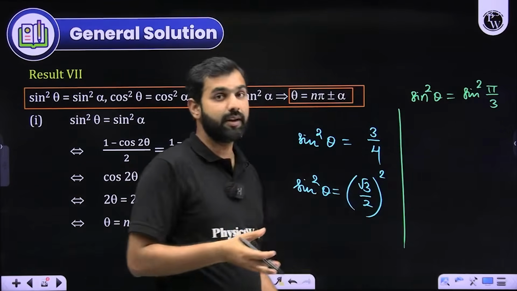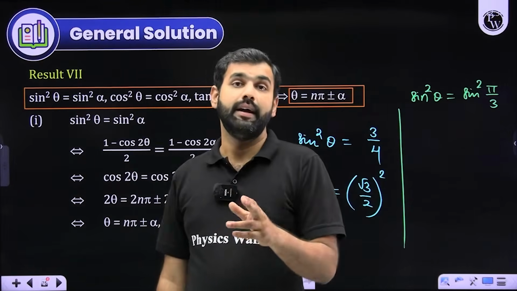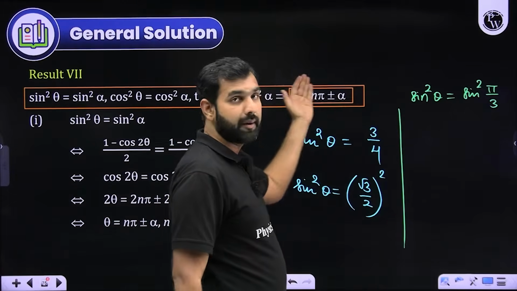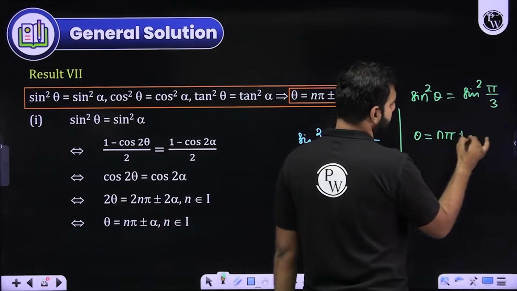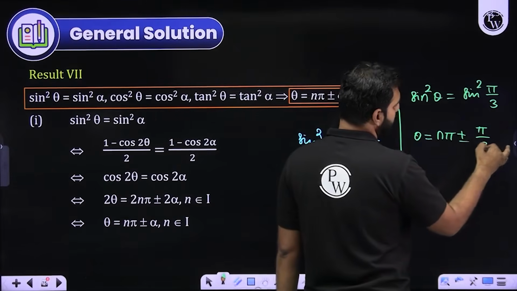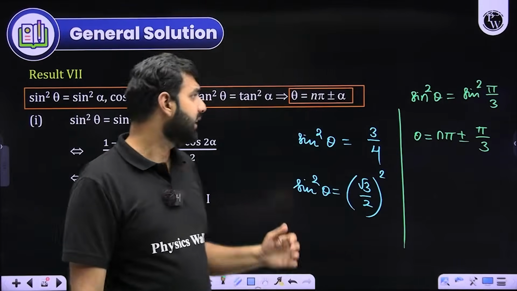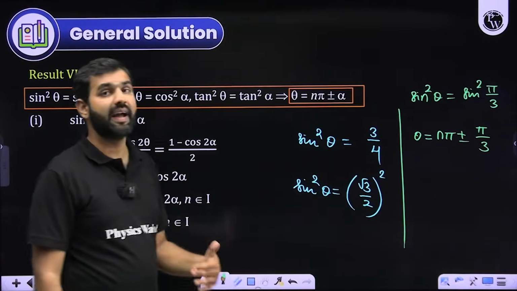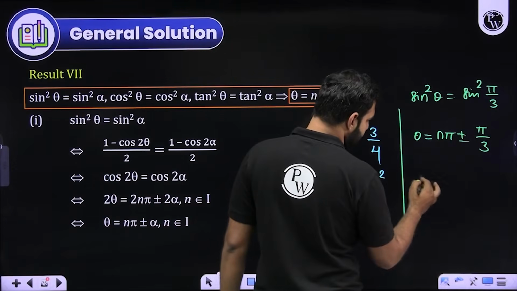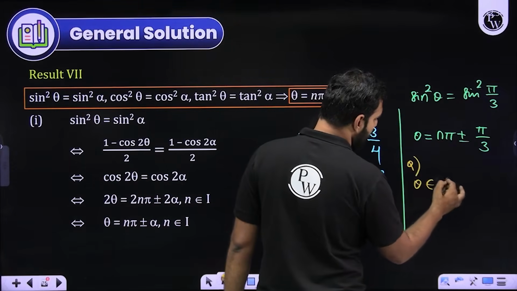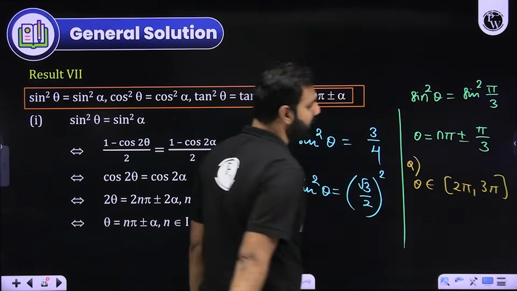Now you must see a pattern here. Sine square theta is equal to sine square alpha. What does it mean? It means theta should be n pi plus minus alpha. So theta will be n pi plus minus alpha, which is pi by 3. Did you understand how we found a solution? Let's say it is asking you to write a solution between 2 pi and 3 pi. Let's say the question said that theta should lie between 2 pi and 3 pi. You need to find a specific solution between 2 pi and 3 pi.